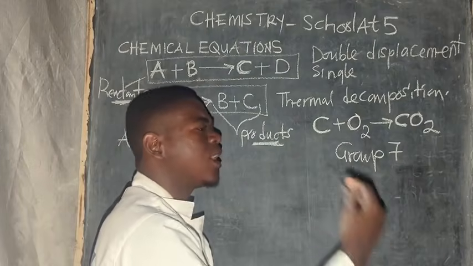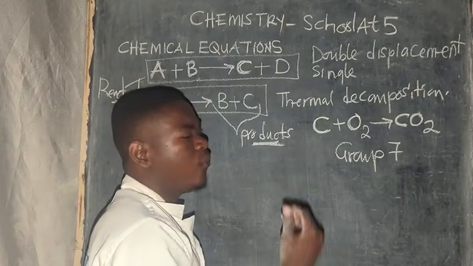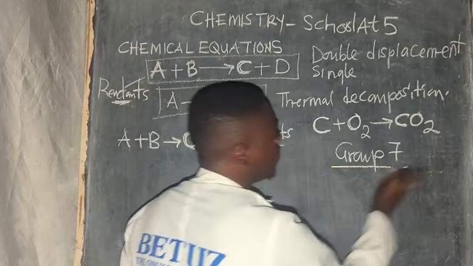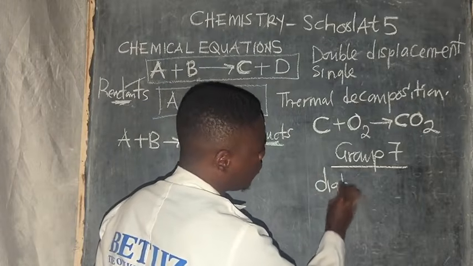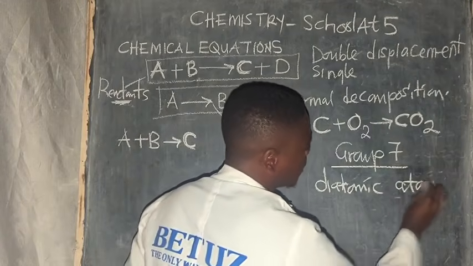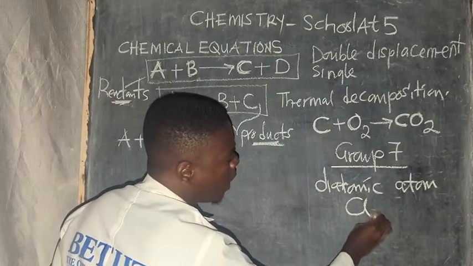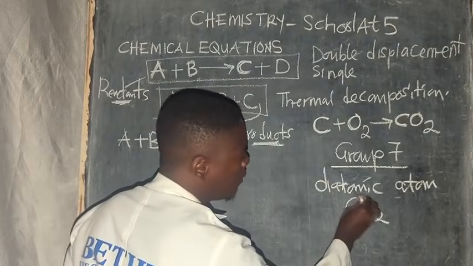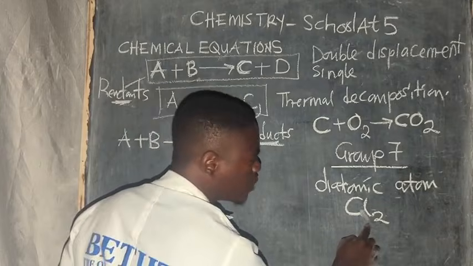The reason why they are called halogens is because they form diatomic molecules, like this. Which means that, for example, chlorine is in group 7. When I write chlorine, I'm going to put a 2 here. All those that are in group 7 form diatomic molecules like this. They're going to have a 2 here.